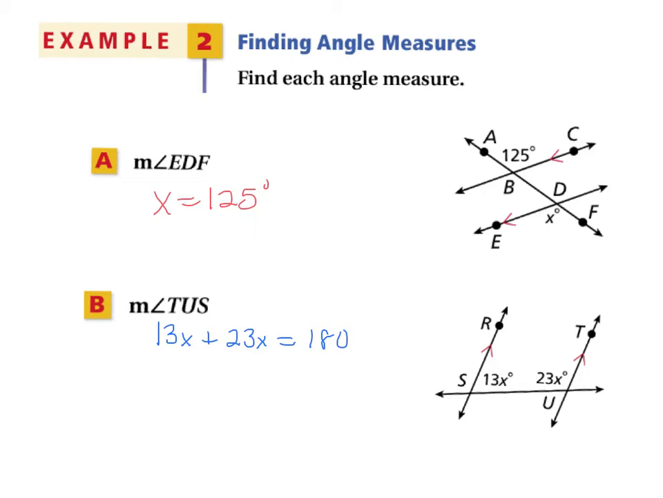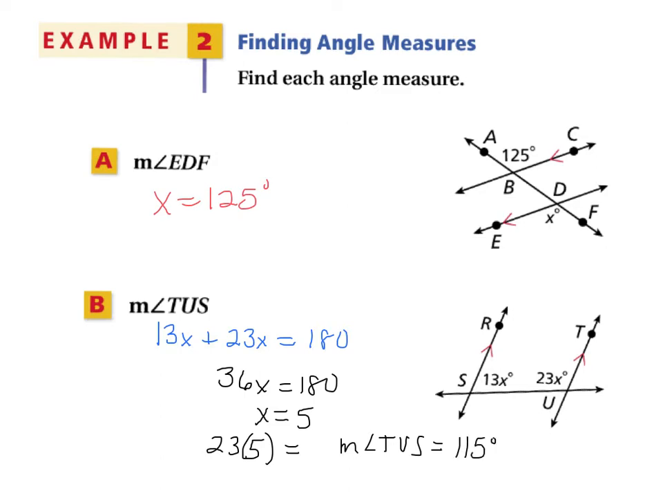We can combine like terms. By the division property of equality, we divide both sides by 36. That gives us the value of x is 5. And by substitution, we can take the 5, plug it in for angle TUS, and that means that the measure of angle TUS equals 115 degrees.